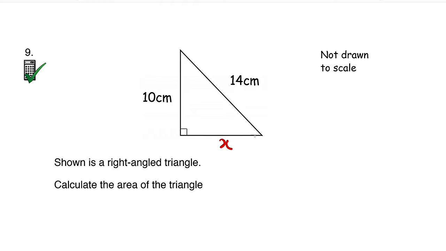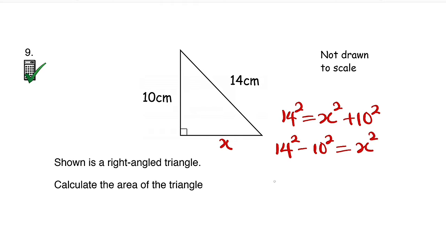Therefore, you have to find the base by applying the Pythagorean theorem. So let me call this x. Hypotenuse squared, which is 14 squared, will be equal to x squared plus 10 squared. All right. Therefore, 14 squared minus 10 squared is equal to x squared. Finally, x equal to the square root of 14 squared minus 10 squared. I would like to press everything directly.